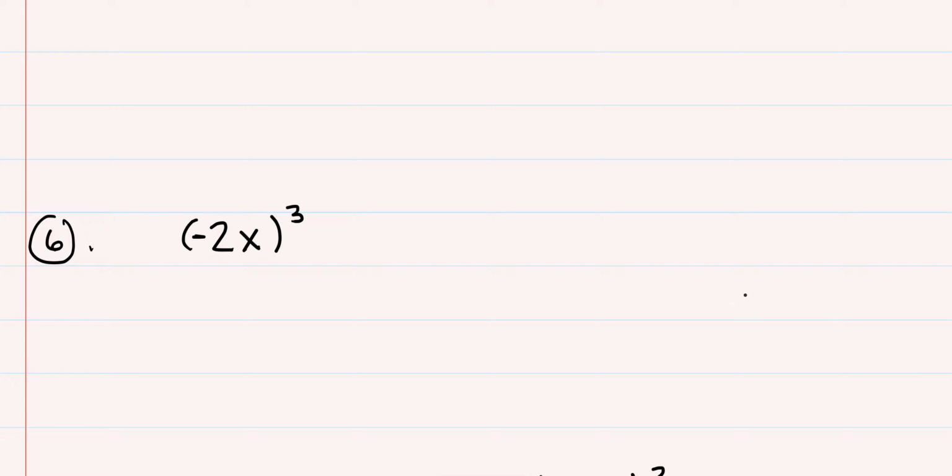This one's a little more tricky. This is saying I have negative 2x and I'm multiplying it 3 times. In other words, I have negative 2x times negative 2x times negative 2x. So I have 3 of these negative 2's. So if you take negative 2 and multiply it with negative 2, you get a positive 4. And then you take 4 and multiply it by a negative 2, you get negative 8.